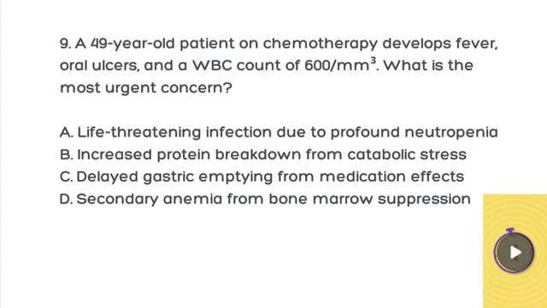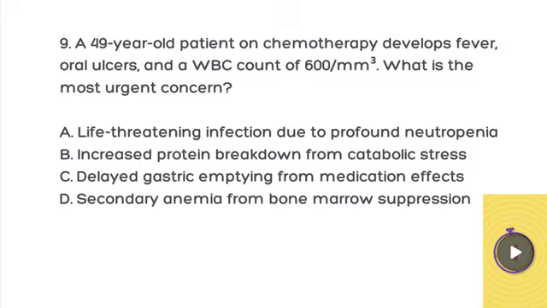So correct answer is letter A for number 9. Severe neutropenia. These are classic signs of severe neutropenia because there is a life-threatening infection in there. So high mortality risk if infection progresses.